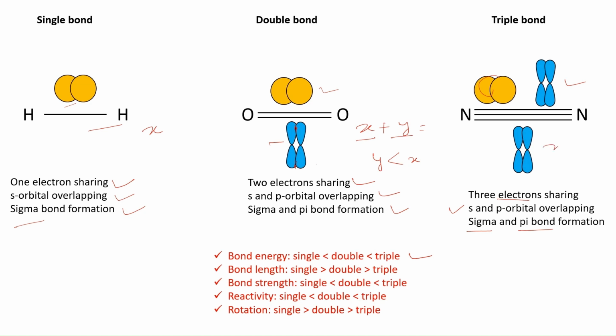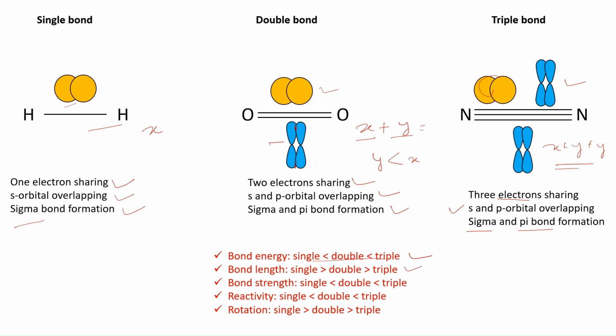In case of triple bond, X plus Y plus Y. So it is again stronger than double bond, but it is not the case that the amount of energy is just doubled. Clear? So single bond is weaker compared to double bond. Double bond is weaker compared to triple bond. Clear? But sigma bond is stronger than pi bond. Clear? So bond energy increases from single to triple bond.